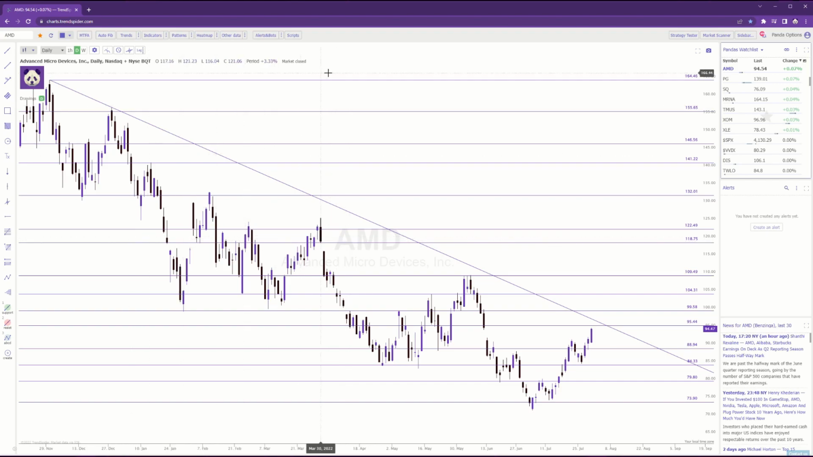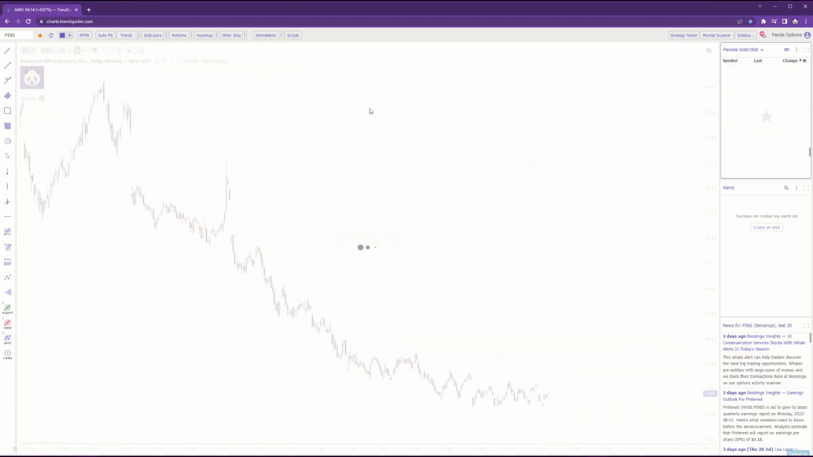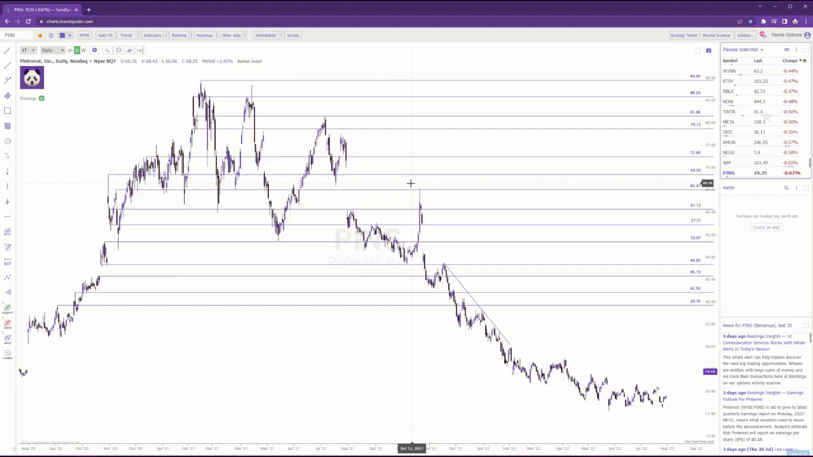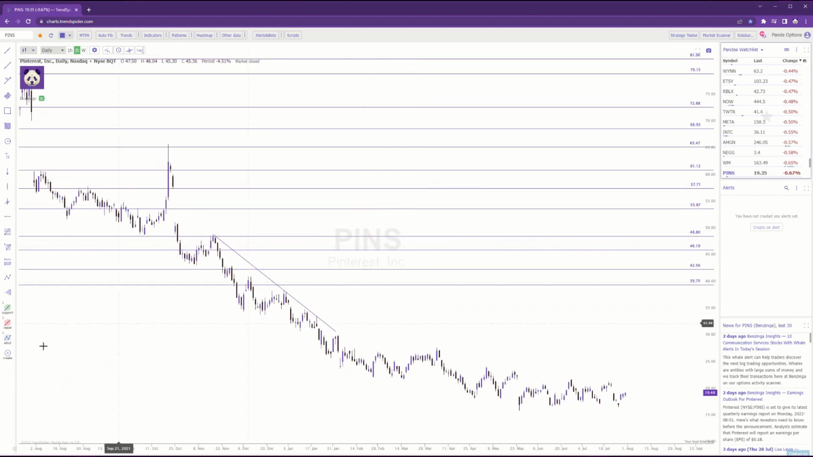I'll take a quick look at pins. Yeah, sure. All right, so pins has been getting crushed. Still stuck on a downtrend. Pretty relative weakness in this space.